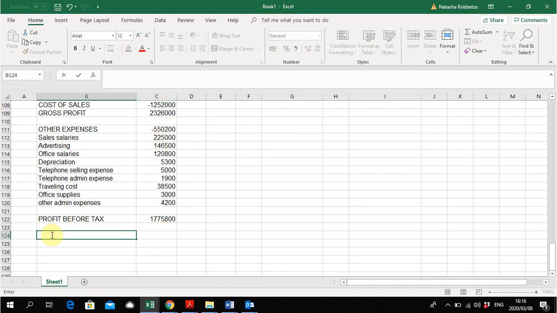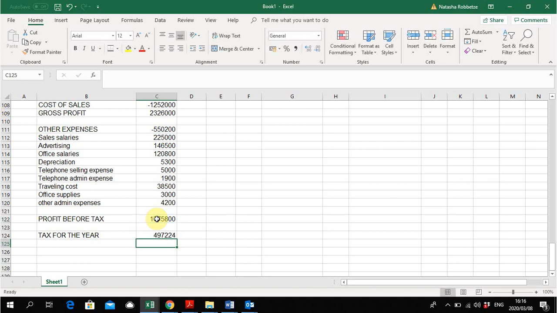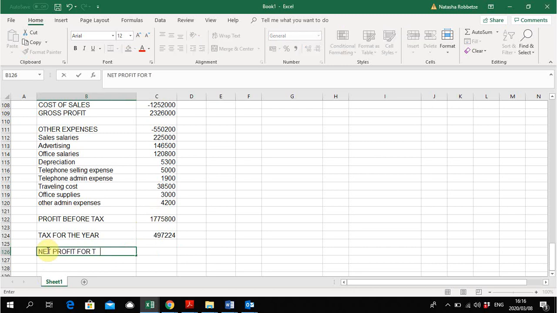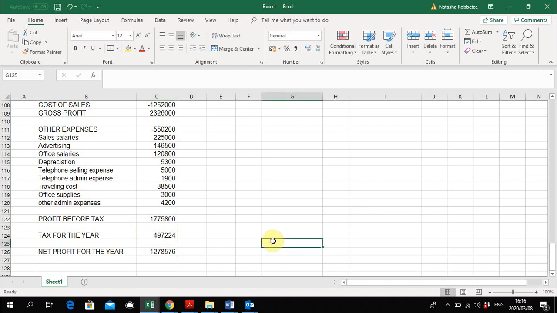Then we need to calculate our tax for the year. And that will be 28% of the profit before tax. So it will be that total times 0.28. And then we have net profit for the year. And it will be your profit before tax minus the tax. So the net profit for the year is 1,278,576.